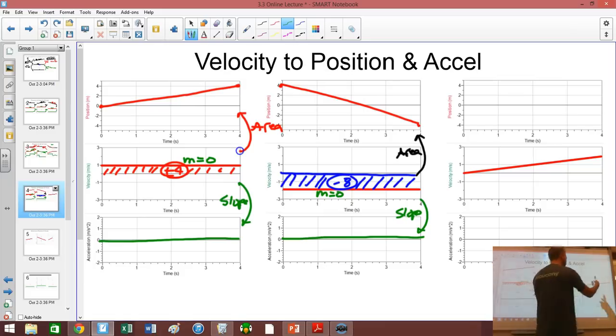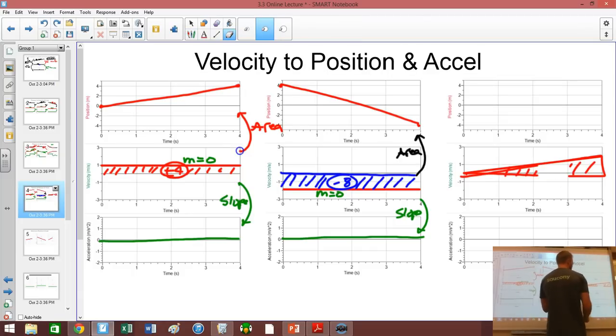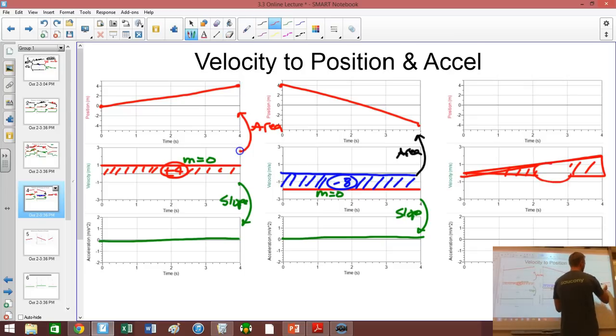Here I have when I am accelerating. So this one's going to be fun because it's not a rectangle. So I have to take this area right here. That area is a triangle, so it's 1/2 base times height. My base is 4. My height is 2. 4 times 2 is 8. Half of that is a 4.